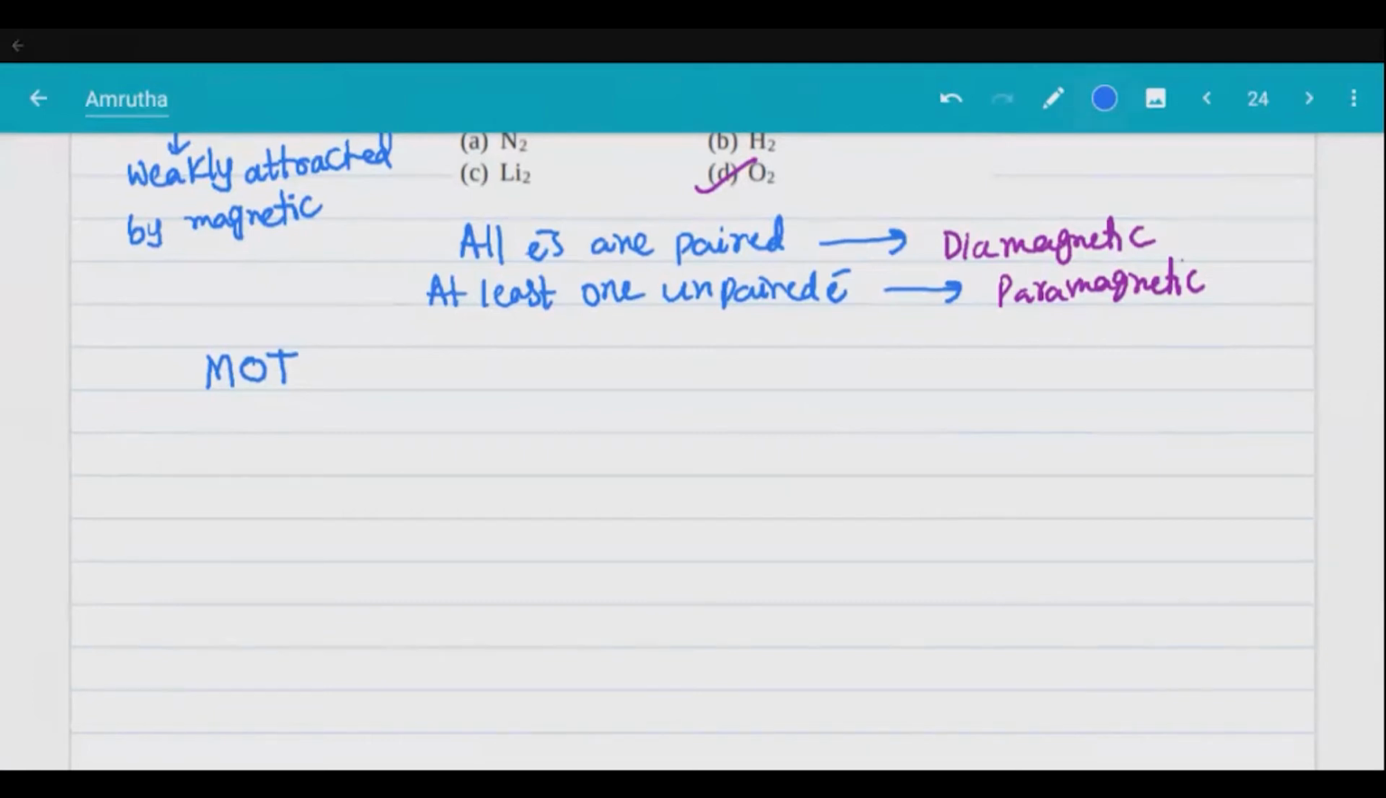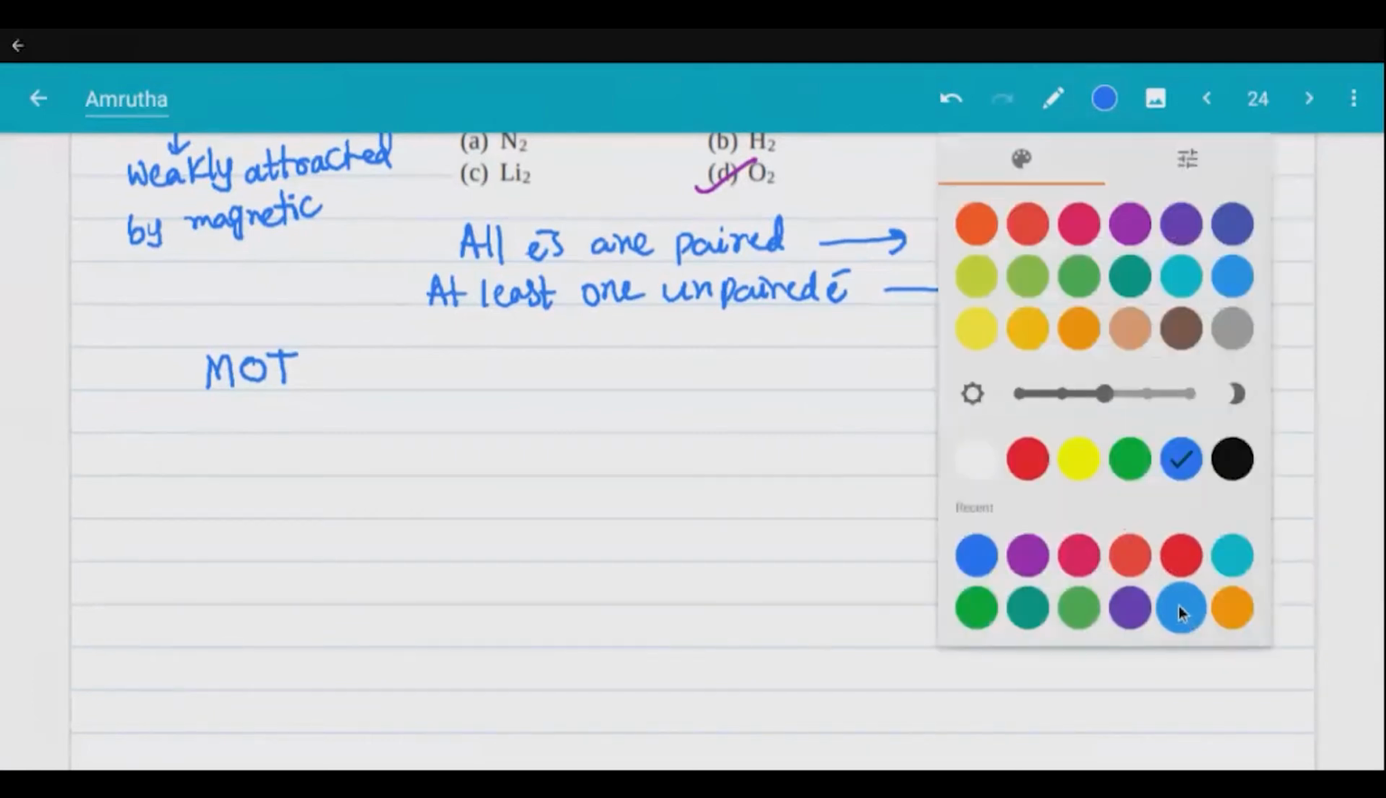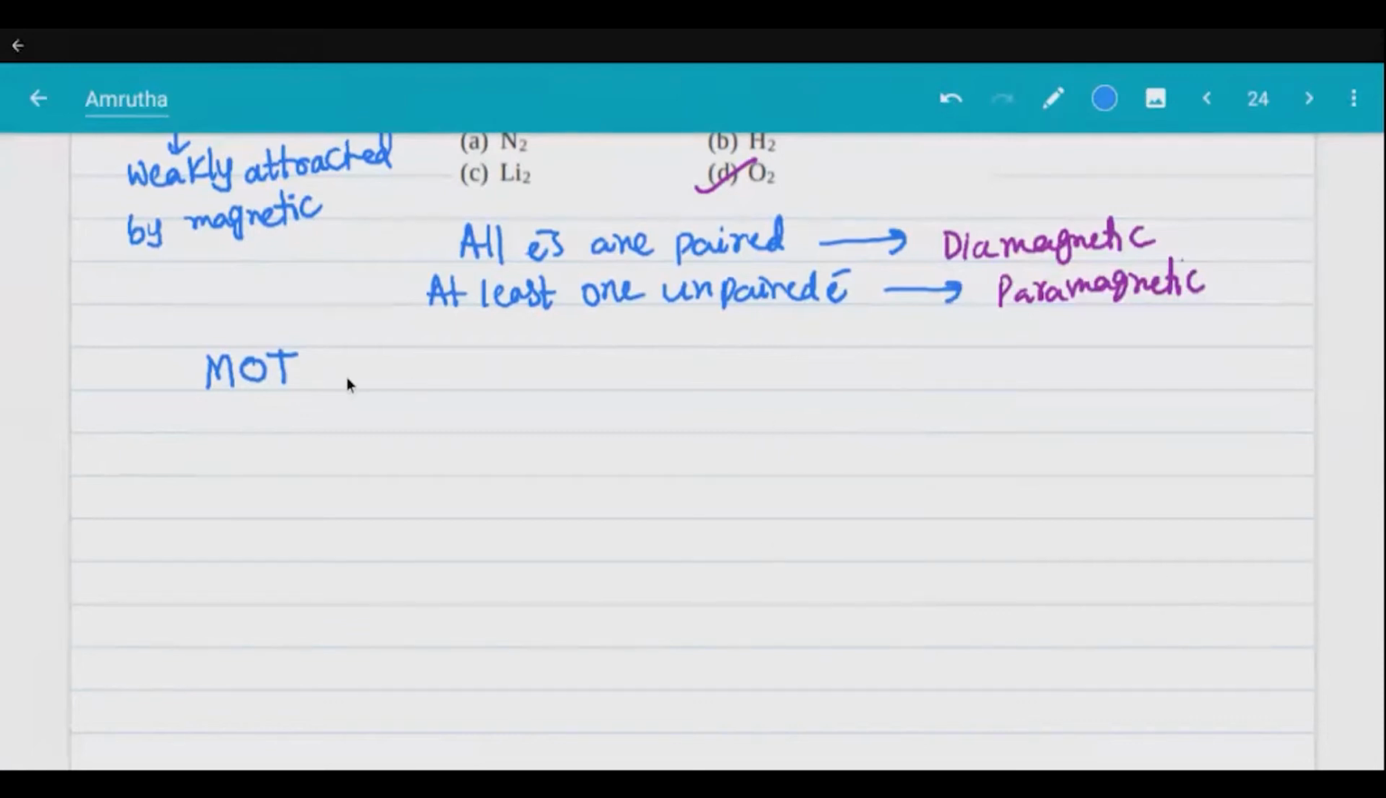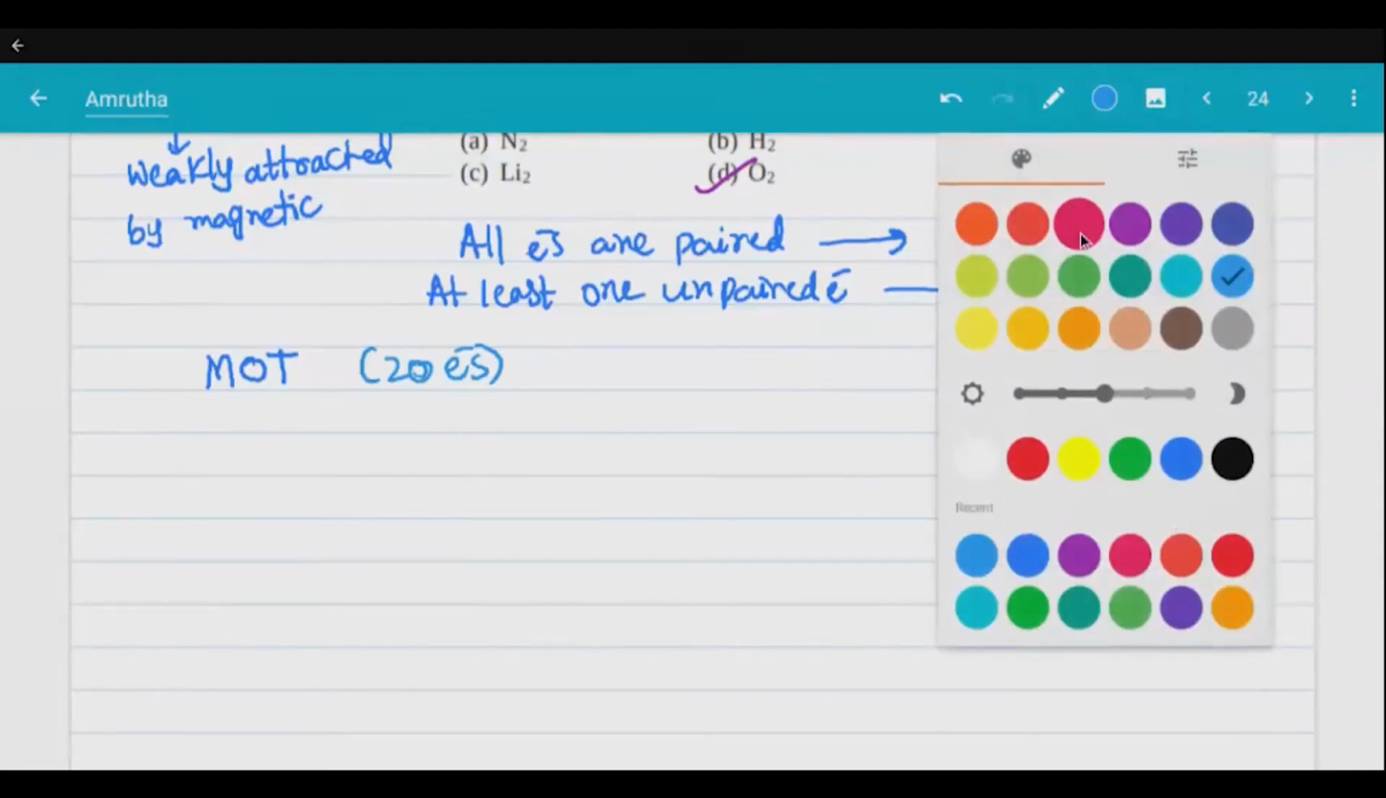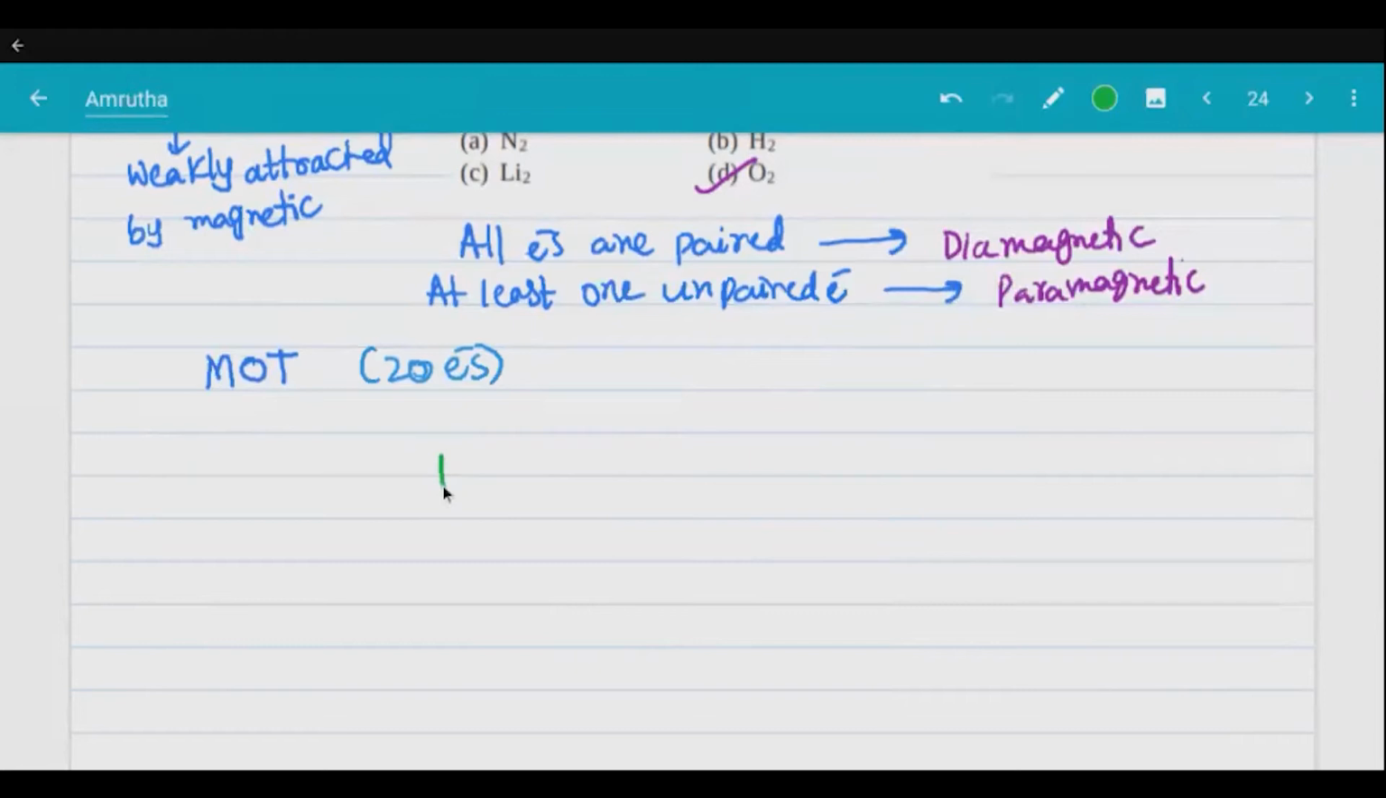MOT. So molecular orbital theory we use for this. It is used till 20 electrons. Means hydrogen, helium 2, lithium 2, beryllium 2, till neon. Till that we use this molecular orbital theory. For that, what you have to do is a very simple method. Just remember a polygon. Yes, this is not a maths class, but you have to remember this polygon. This is a simple trick. Very simple trick.